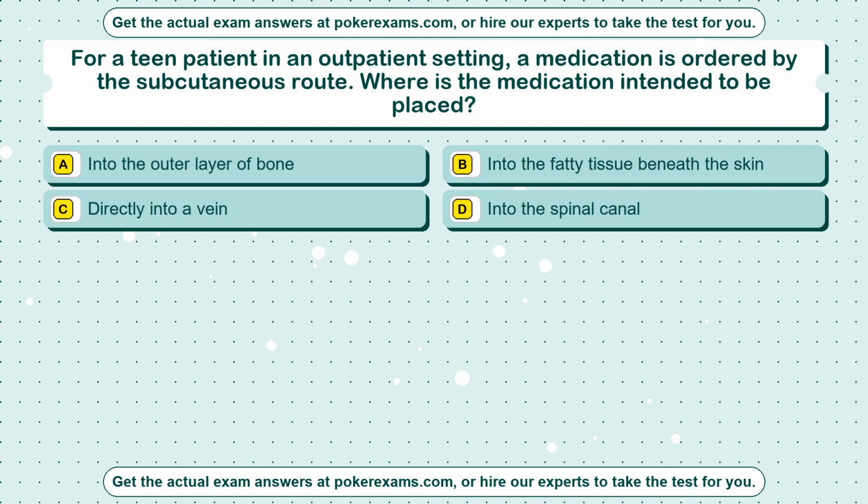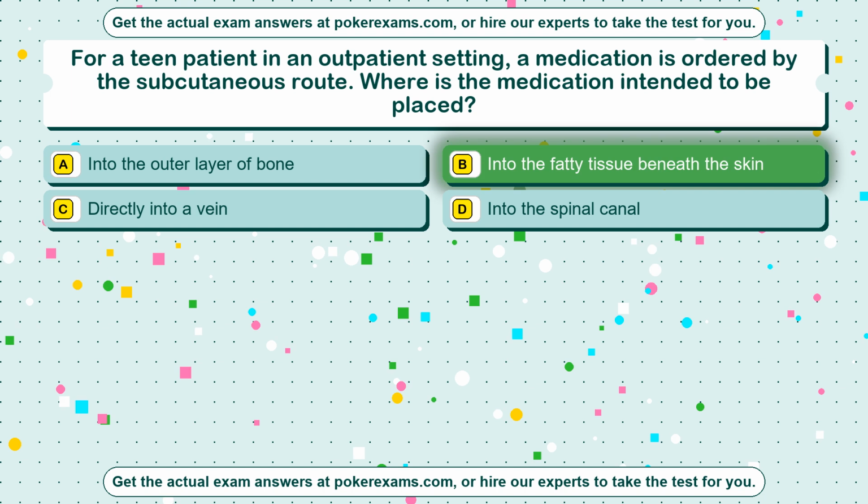Question 43. For a teen patient in an outpatient setting, a medication is ordered by the subcutaneous route. Where is the medication intended to be placed? Option A, into the outer layer of bone. Option B, into the fatty tissue beneath the skin. Option C, directly into a vein. Option D, into the spinal canal.